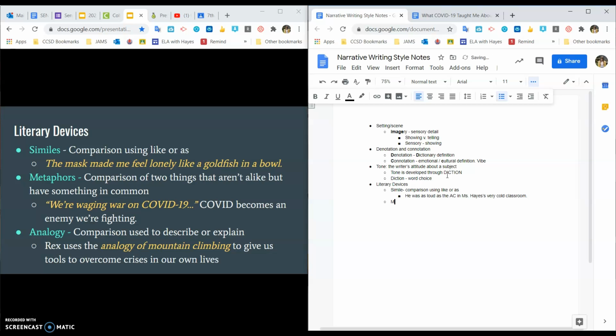So our next one, we got metaphors. Once again, if you need an example, write it. If you don't need the example, don't write it. A metaphor is a comparison of two things that aren't alike, but they have something in common.